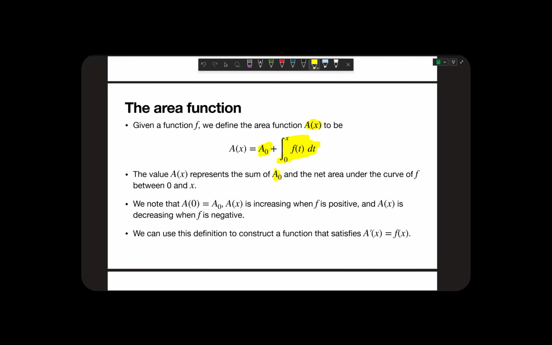A(x) is increasing when f is positive, and A(x) is decreasing when f is negative. You can use this function to construct a function that satisfies the derivative of the area is equal to f(x). If we start here and take the derivative of both sides, the derivative of a constant is 0, so that disappears. And the derivative of an integral, we've already talked about this, is f(x), because it's between x and 0.